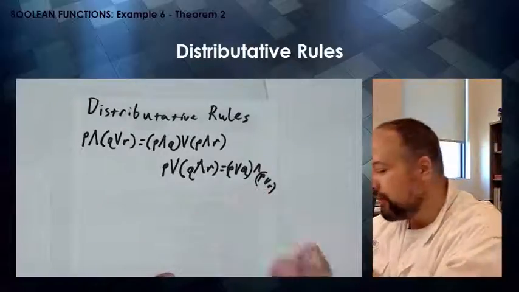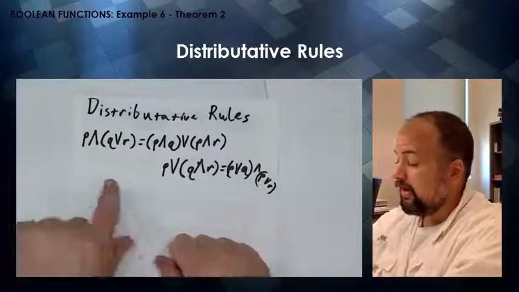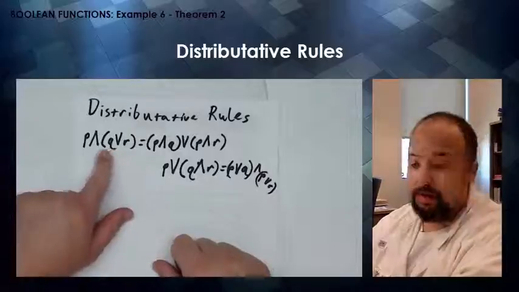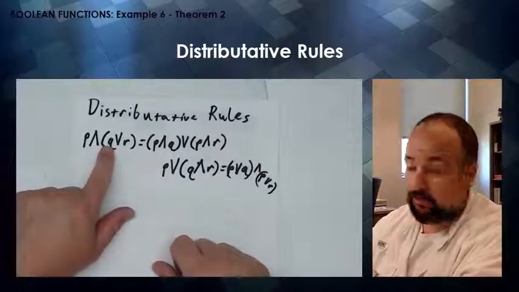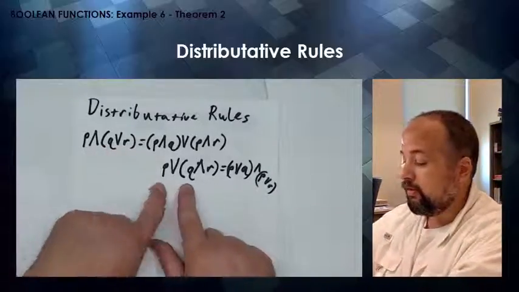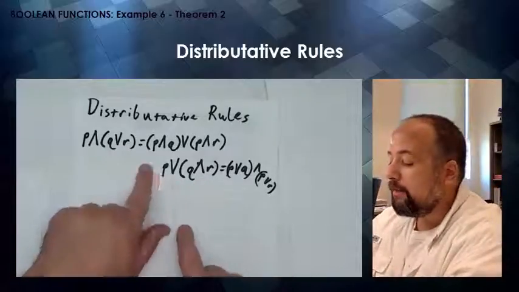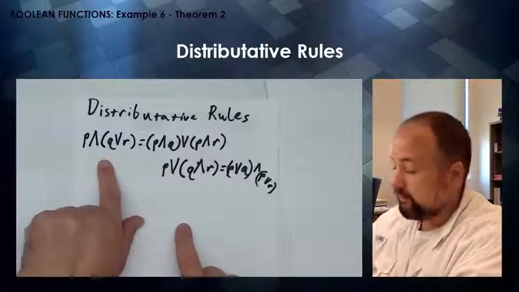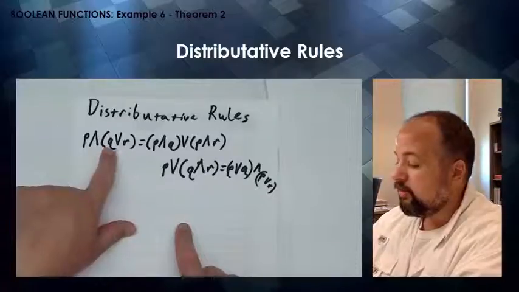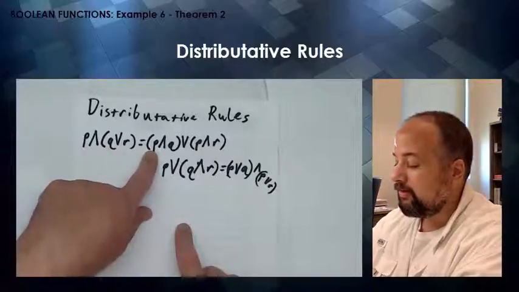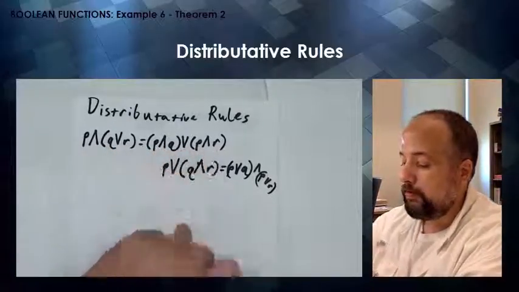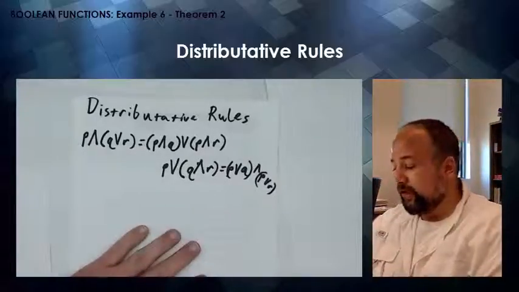The distributive rule, I ran out of room. This one's long. So the distributive rules say that, in this case, we don't have ands and ands. We have ands and ors. And over here, we have ors and ands. And what this says is P and (Q or R) is the same as (P and Q) or (P and R). And it makes sense, right?